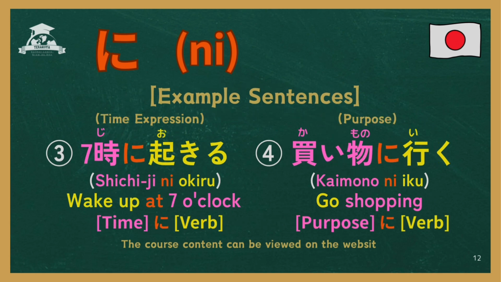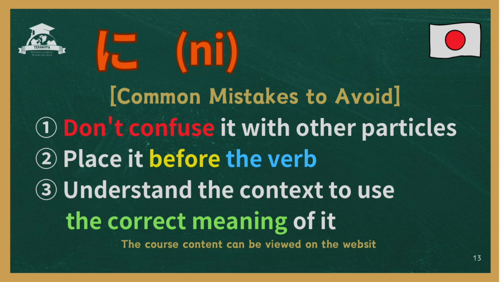7時に起きる. It means wake up at 7 o'clock. 7時 is 7 o'clock. 起きる is to wake up. 7時に起きる. 買い物に行く. It means go shopping. 買い物 is shopping. 行く is to go. 買い物に行く.